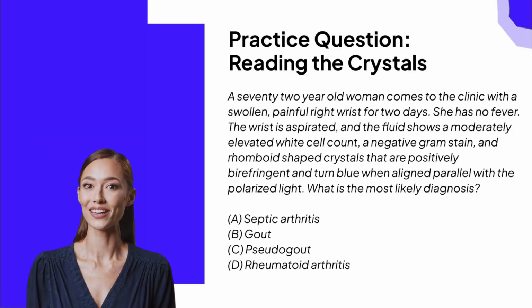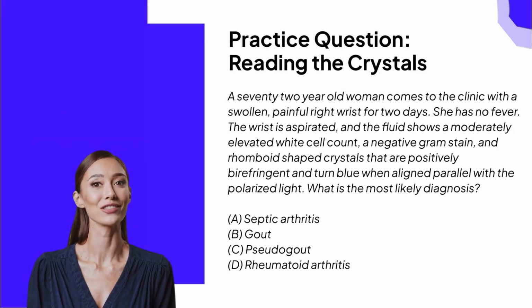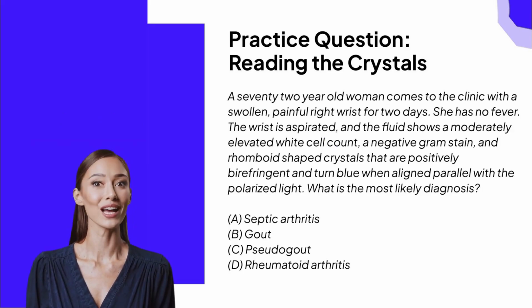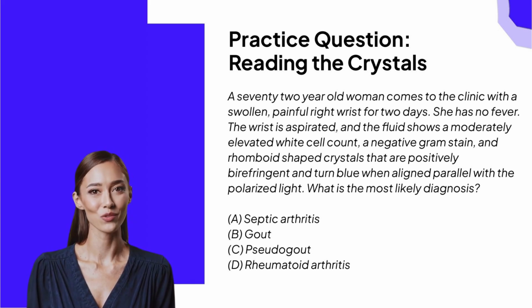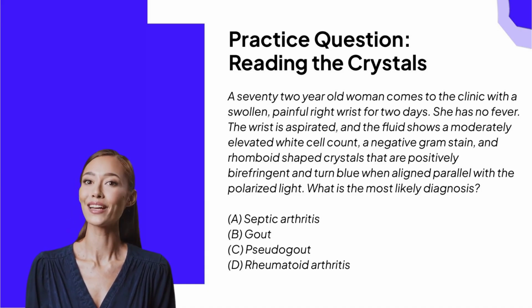Here is our second practice question, a pure crystal identification question, which is about as high yield as it gets. A 72-year-old woman comes to clinic with a swollen, painful right wrist for 2 days and no fever. The wrist is aspirated, and the fluid shows a moderately elevated white cell count, a negative gram stain, and the key detail, rhomboid-shaped crystals that are positively birefringent and turn blue when they line up parallel with the polarized light.